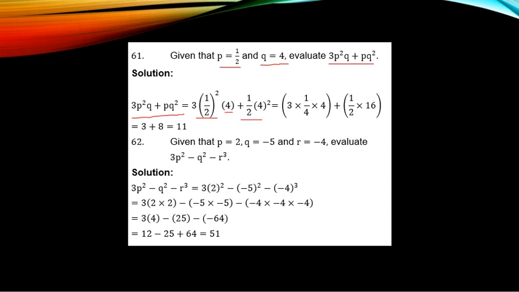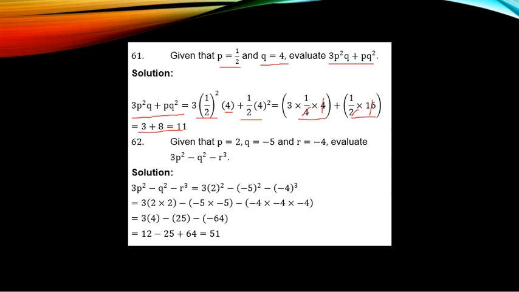So you have 3 times 1 over 2 squared, that is 1 over 4, then times 4, plus 1 over 2 times 16. If you simplify, 4 divided by 4, you have 3 times 1, that is 3, divided by 16 by 2, you have 8, 8 times 1 is 8. By the time you add, you have 11.